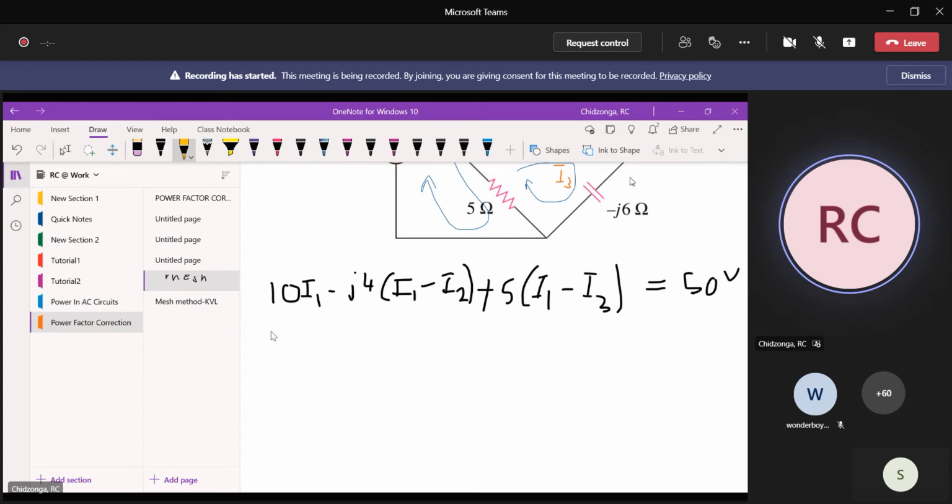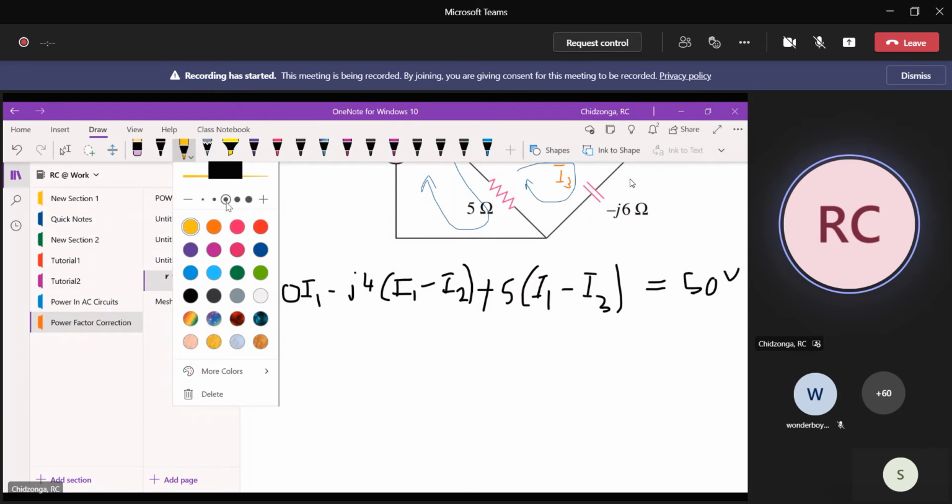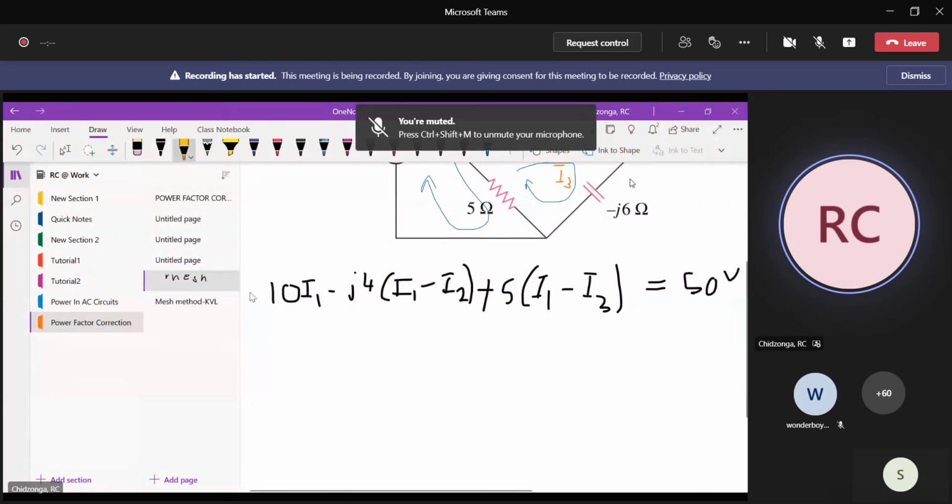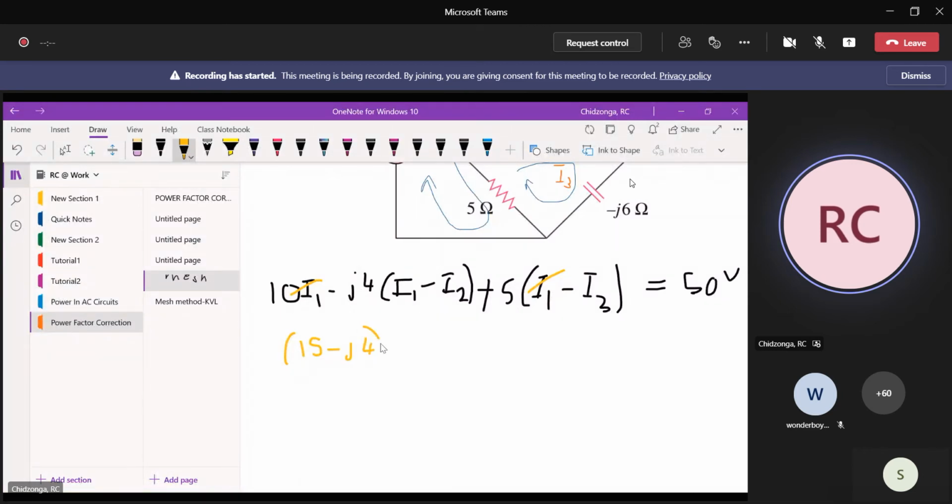So we collect all the terms in I1. Let me increase the thickness. So I1 here is multiplied by 10. And if you look there, I1 is multiplied by 5. Both 10 and 5 are real, so we can add them and write 15 together. Then here, I1 is multiplied by the complex minus j4. So we can bring minus j4 in here in brackets, and outside we write I1.